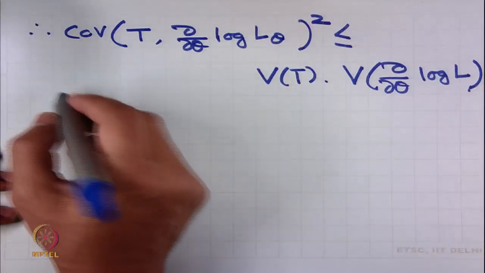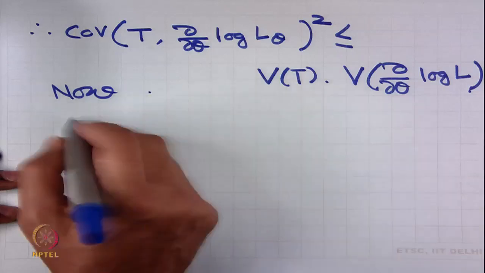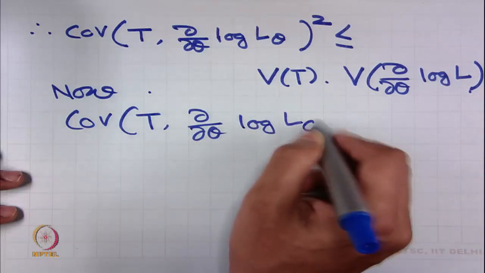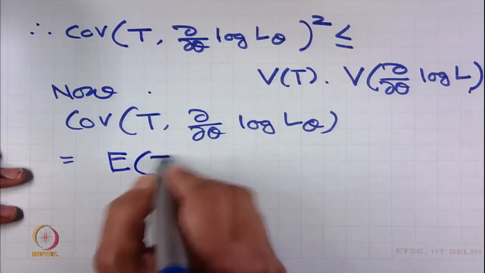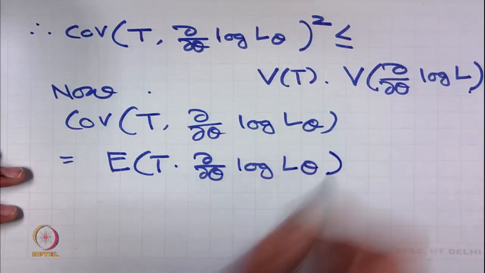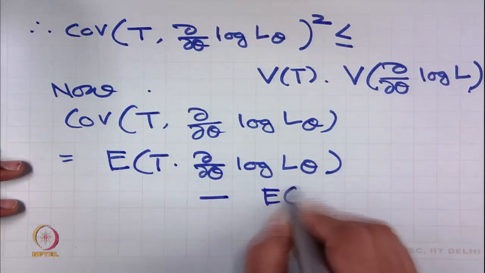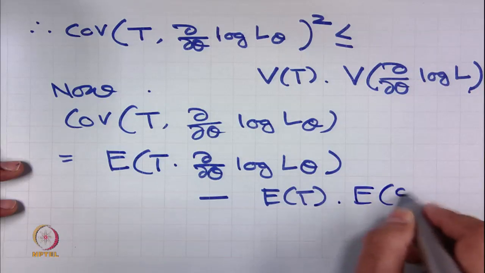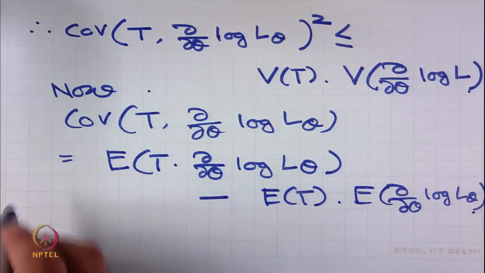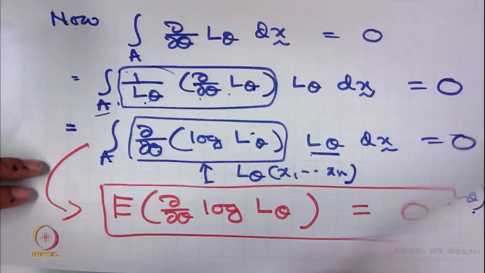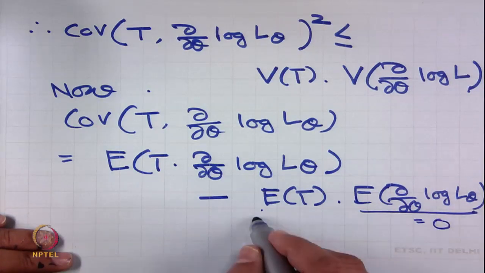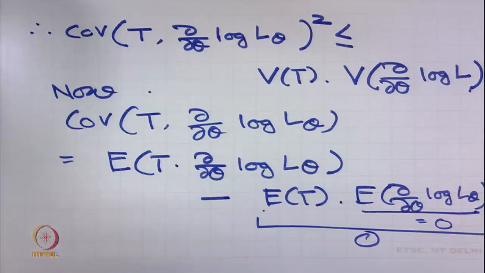Square. Now, covariance between t and del theta log L theta can be written as expected value of t times del theta log L theta minus expected value of t into expected value of del theta log L theta. This, as we have seen, is equal to 0. Therefore, this quantity is 0.